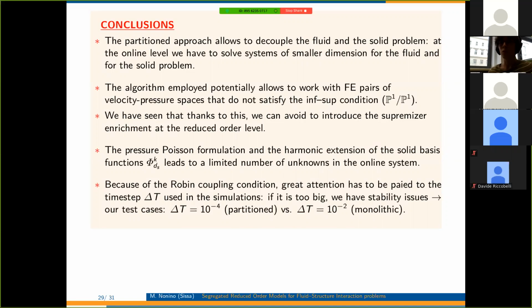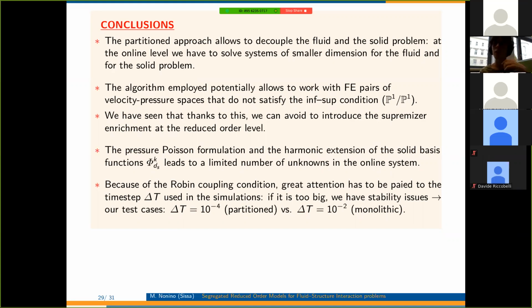Moving on to conclusions. Of course, partitioned schemes allow you to decouple the fluid and the solid problem. And this is good because at the online level, this means that you have a better control on the number of unknowns you're going to use, and therefore on the dimension of the system that you are going to solve.